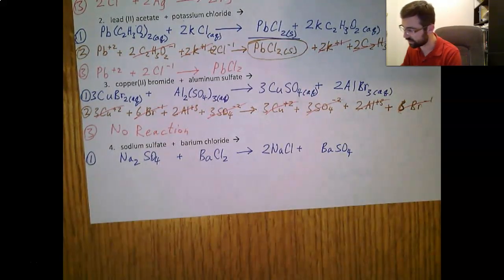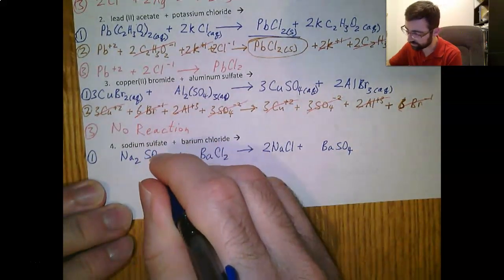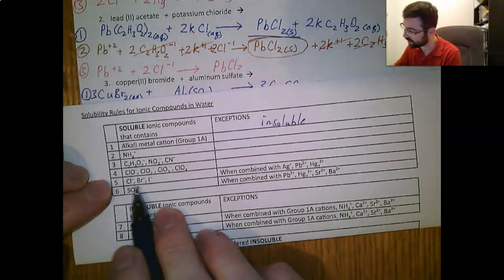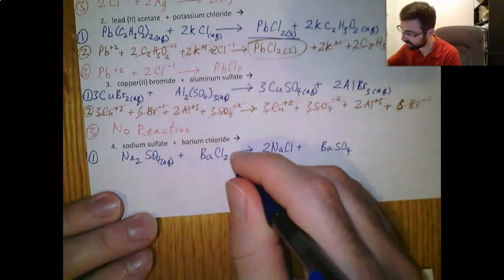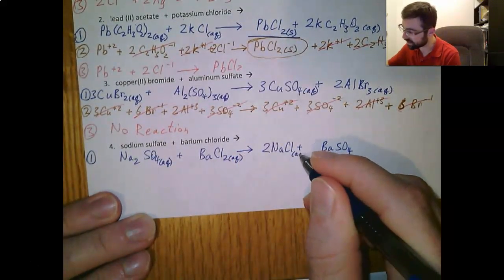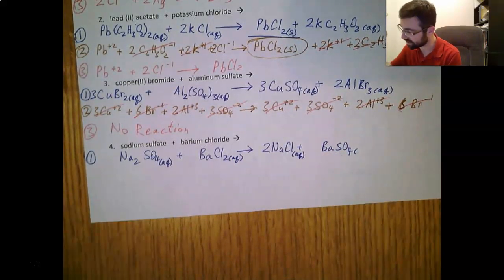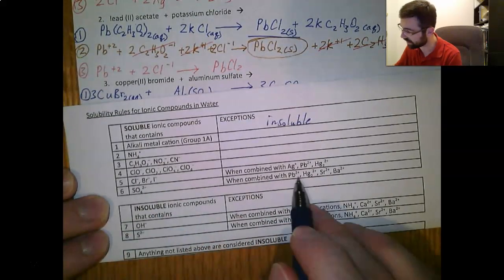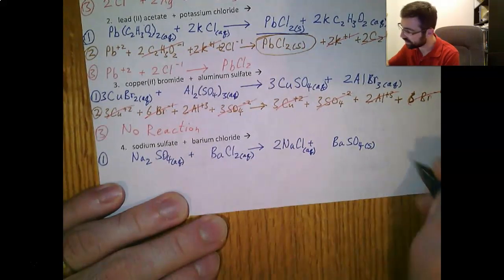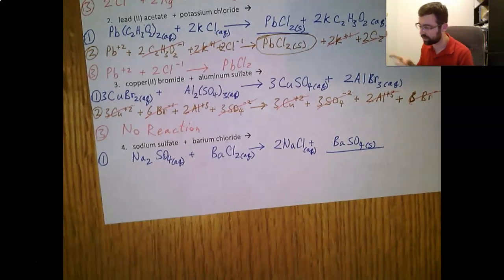Okay, let's check our solubility rules. Sodium, I already know, alkali metal, that's aqueous. Okay, barium chloride, it's a chloride, it's not one of those 3, so this is aqueous. NaCl is aqueous because it's an alkali metal. And then barium sulfate, let's see, SO4 and barium. That makes it insoluble, so it's solid. Underline that one. It's going to be our key in this problem.